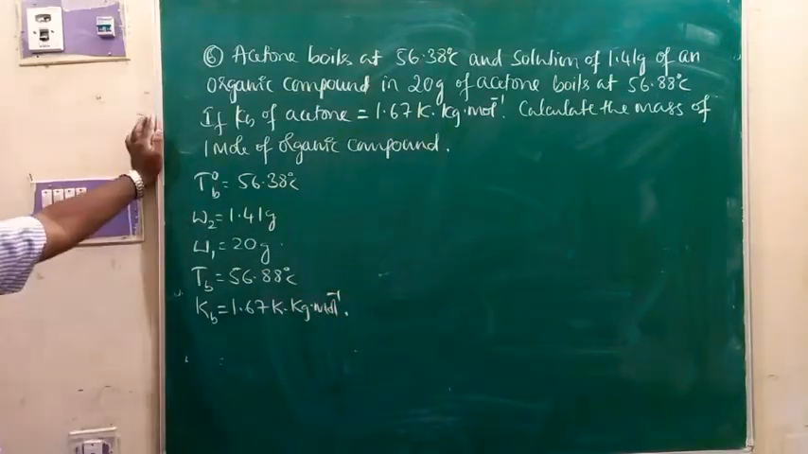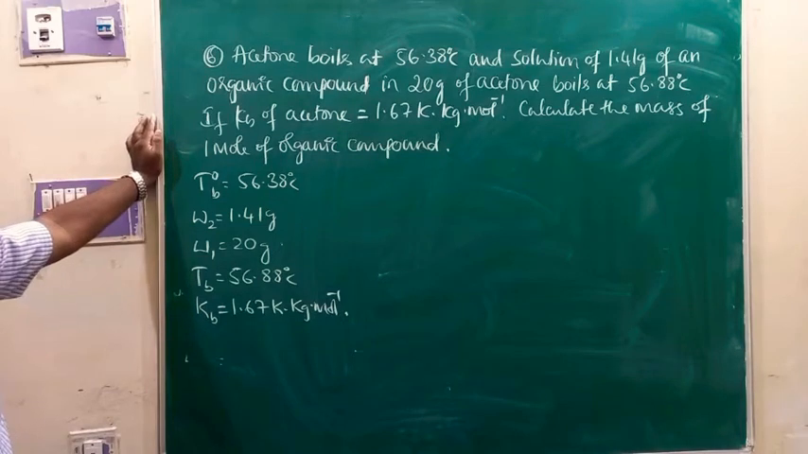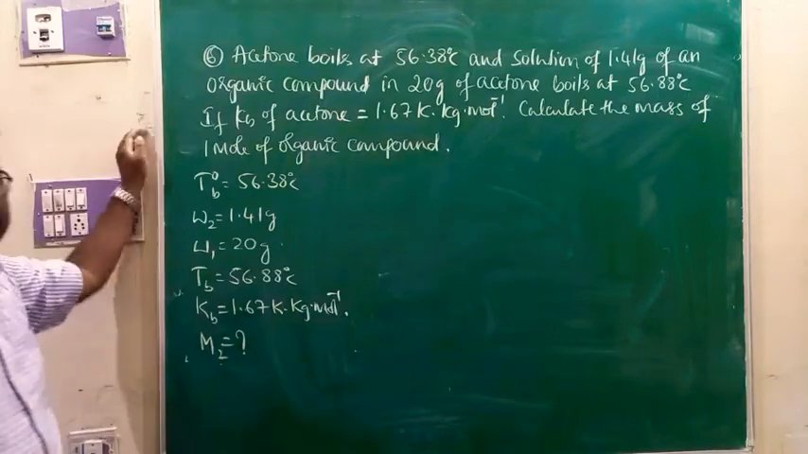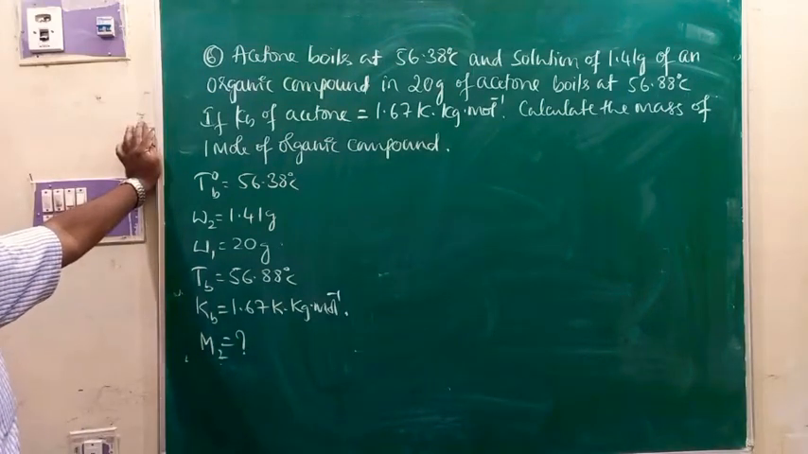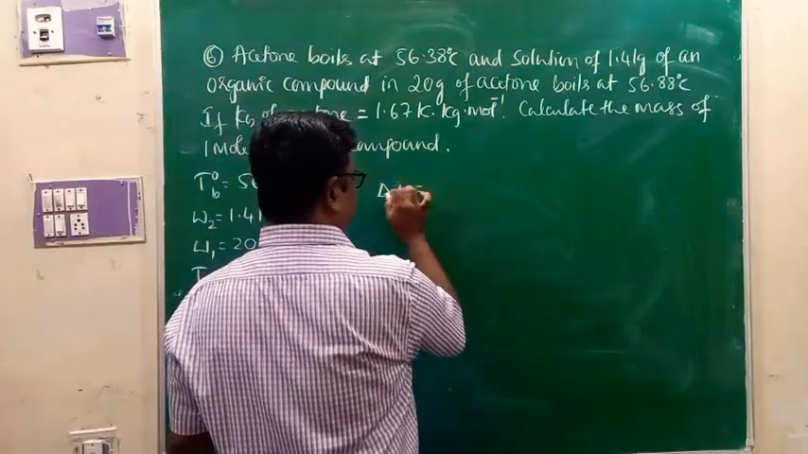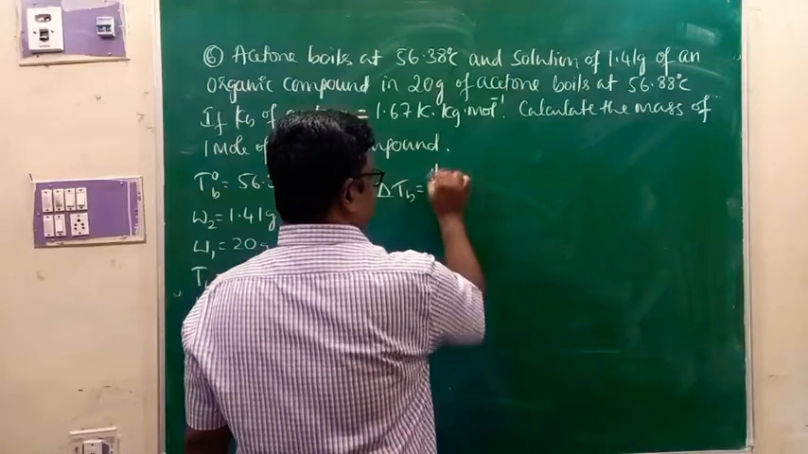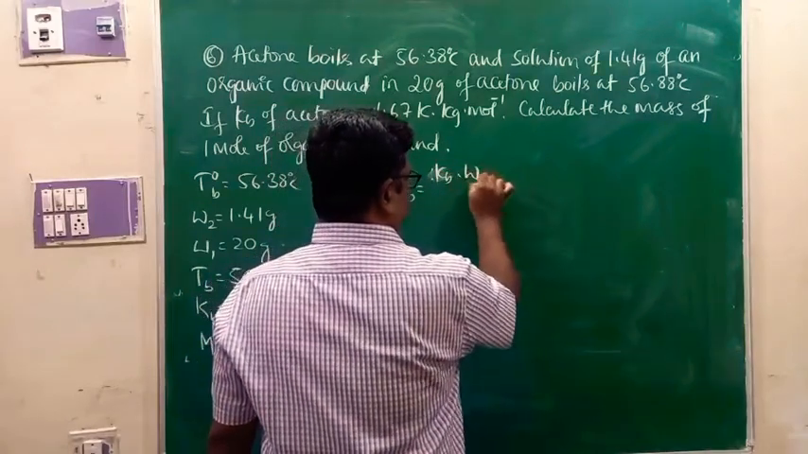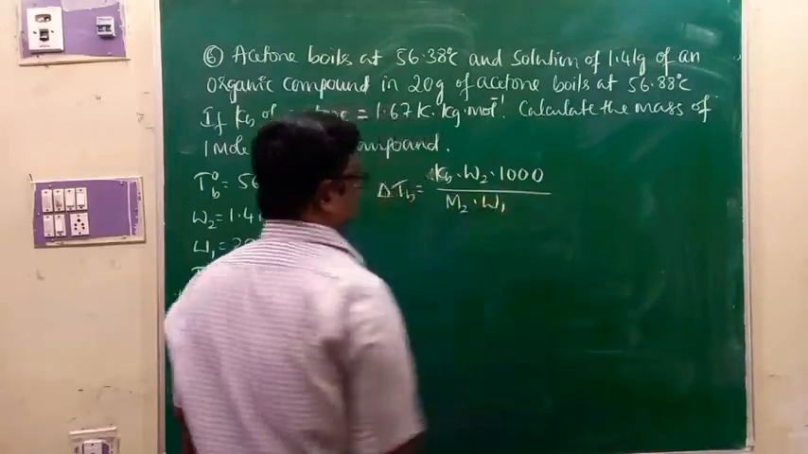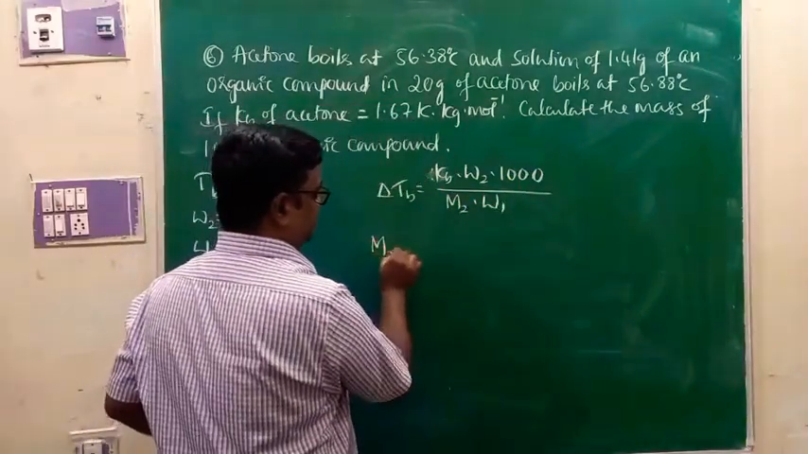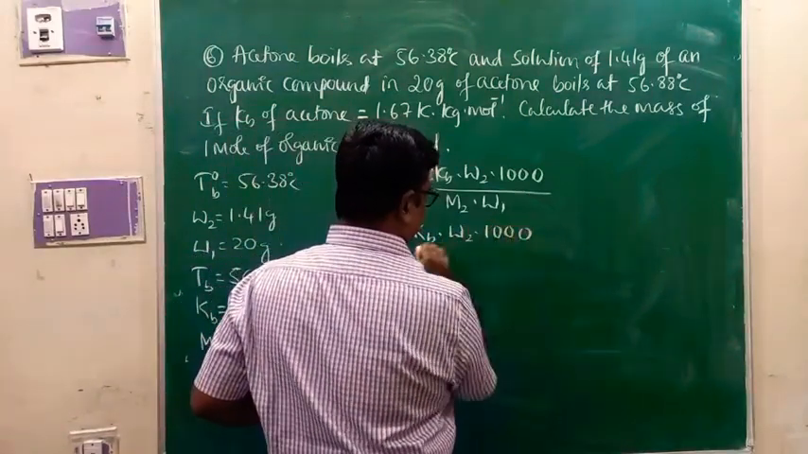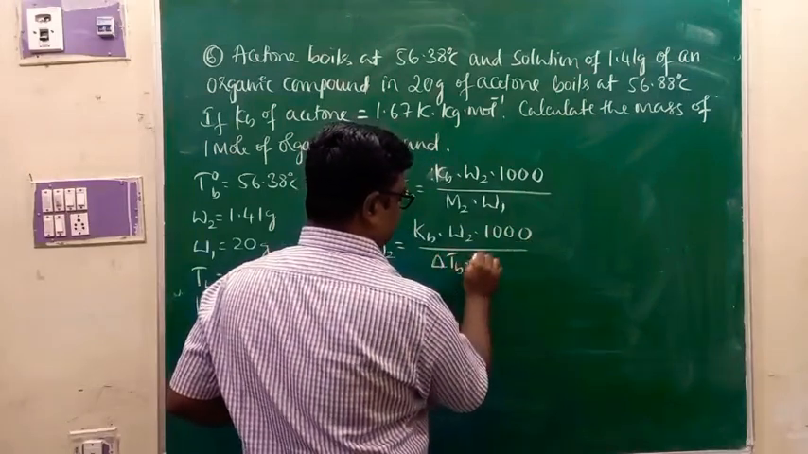Then you are supposed to calculate mass of 1 mole of organic compound, that is molecular mass. Mass of 1 mole of any organic compound is taken as molecular mass. That's why delta Tb equals Kb into W2 into 1000, yes, divided by M2 into W1. Therefore, M2 equals Kb into W2 into 1000, whole divided by delta Tb into W1.